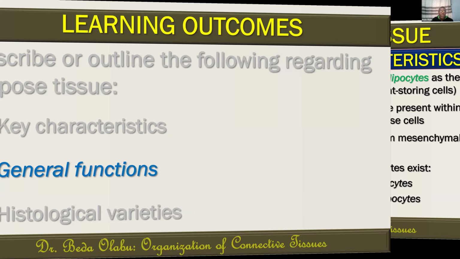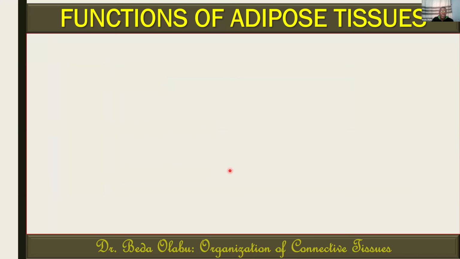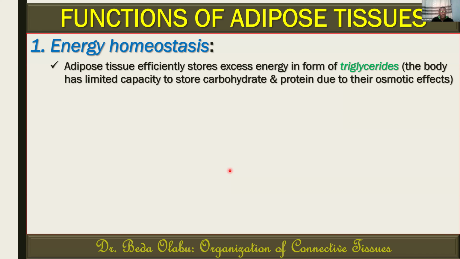Okay, we can now go to our second key agenda, which is basically the general functions of adipose tissue, and perhaps we'll stay longer in this particular section. One of the key functions of adipocytes or adipose tissue is energy homeostasis. Adipose tissue is able to store excess energy in the form of triglycerides. Remember, these are lipids.